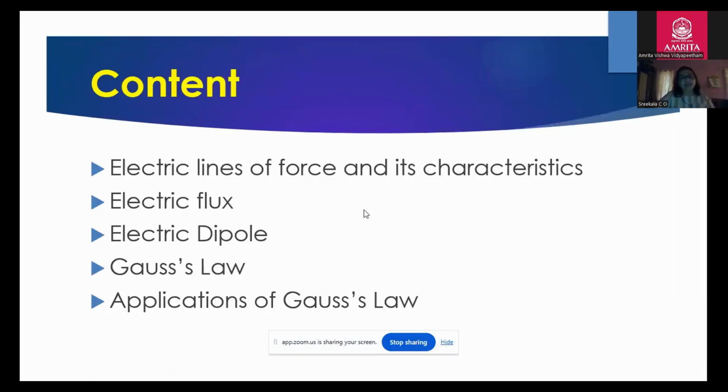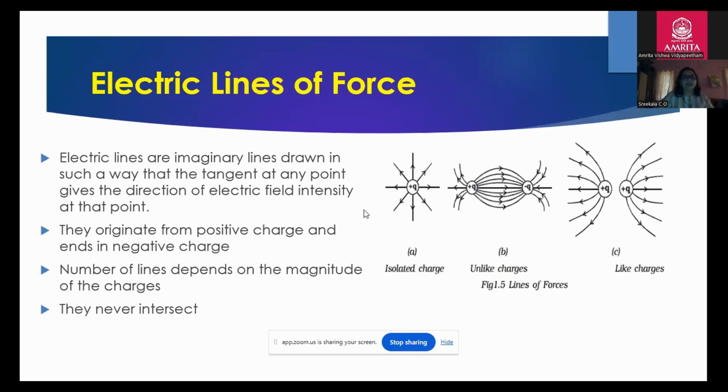In this session, I am introducing the portions: electric lines of force and its characteristics, electric flux, electric dipole, Gauss law, and then application of Gauss law. So we can start with electric lines of force. I think you already know about charges: two types of charges, positive charge and negative charge. In order to represent these charges, electric lines of force are introduced.